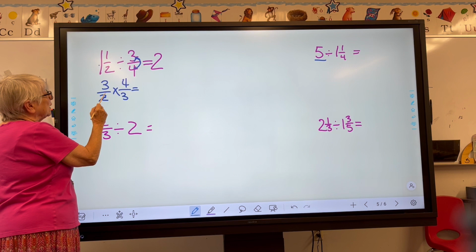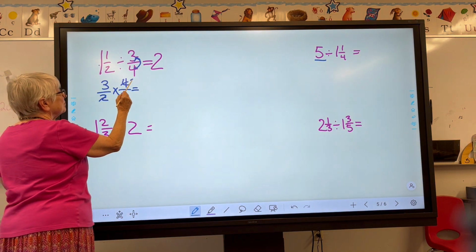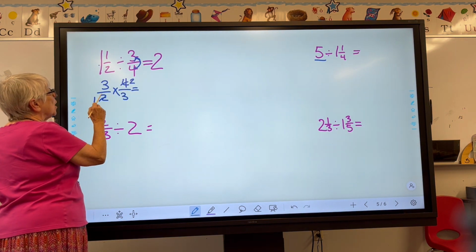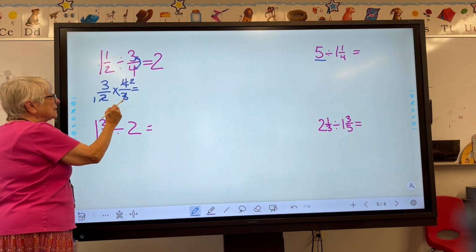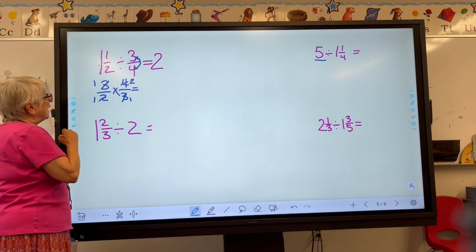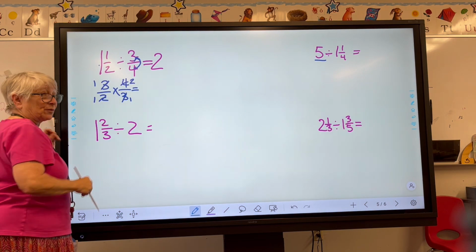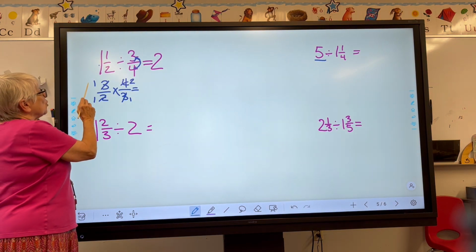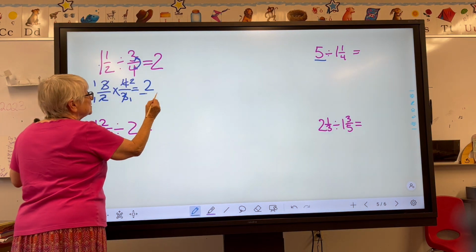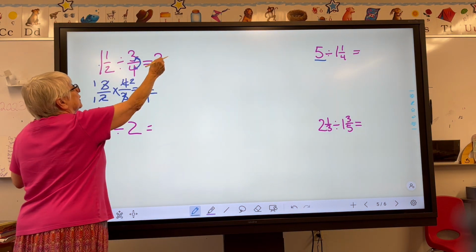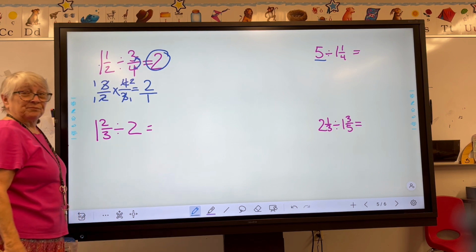And look, we can pre-cancel. 2 goes into 2 once and 2 goes into 4 twice. And we can cancel the 3's, because 3 goes into 3 once and 3 goes into 3 once. So 1 times 2 is 2, and 1 times 1 is 1, and 2 divided by 1 is 2. Okay?